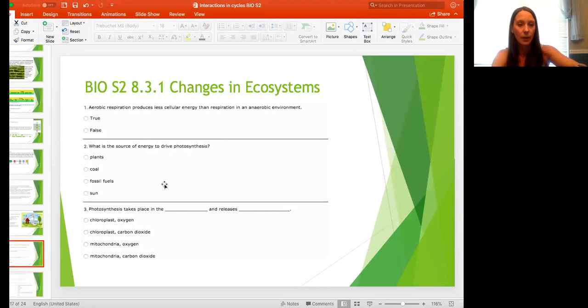Okay. This comes from 8.3.1, changes in ecosystems. It's a little multiple choice check-in to see how you grasped the information, and I just quickly wanted to go over that. If we think about aerobic respiration, this is a true or false question. It says aerobic respiration produces less cellular energy than respiration in an anaerobic environment. So they're asking you the difference between those. Aerobic respiration has more oxygen, anaerobic has less oxygen. So this question would be false, because aerobic respiration produces more cellular energy.